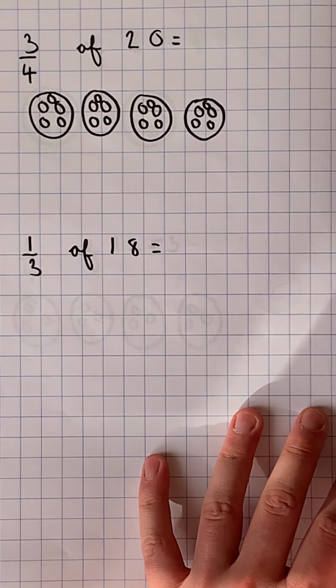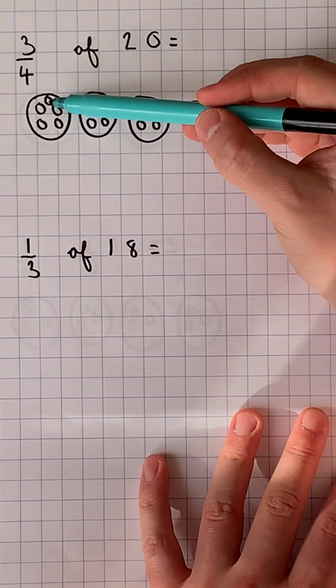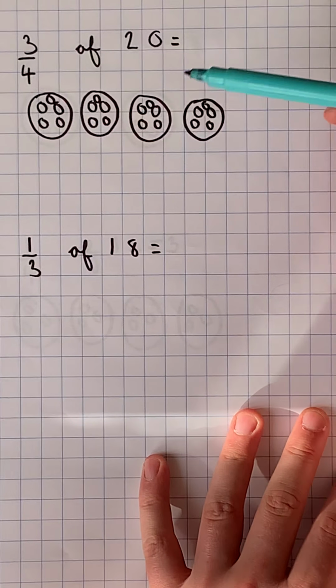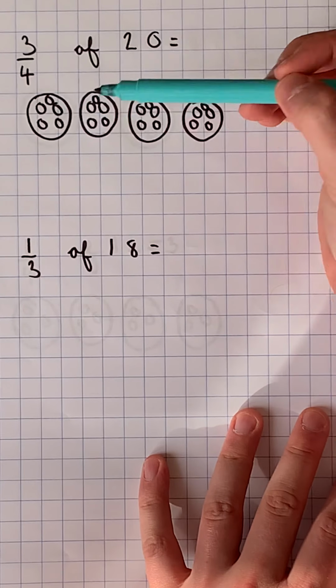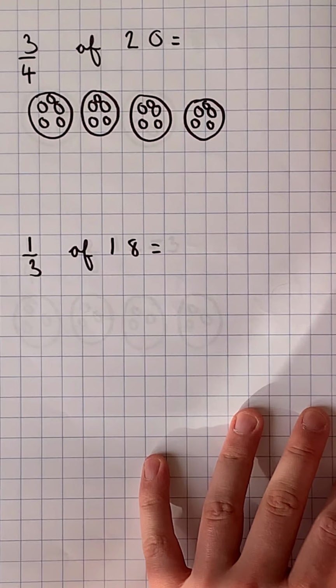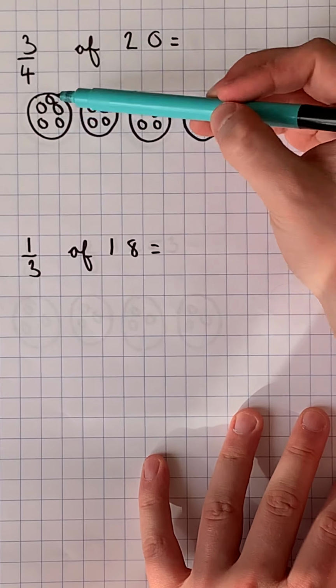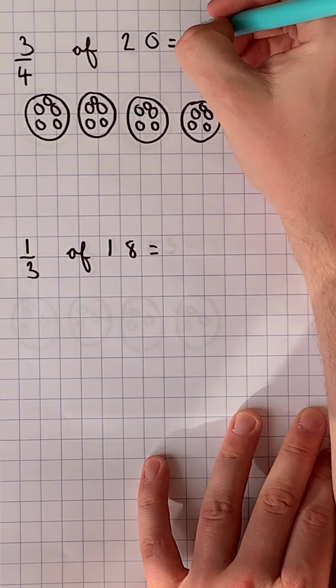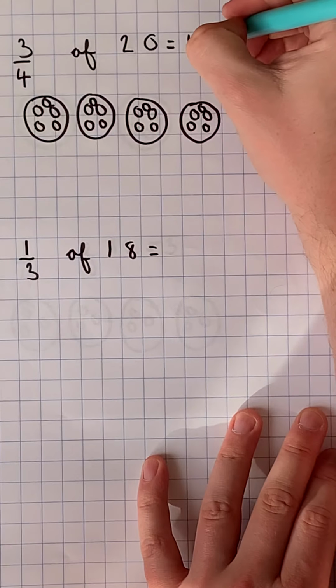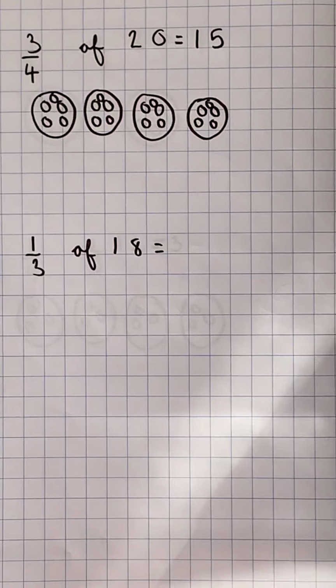So what I can do is I could count each of the dots in 3 groups. But if I count 1, 2, 3, 4, 5, I know there's 5 in each one. And I know my 5 times table. I can count in 5s. So I'm going to go 5, 10, 15. So that must mean that 3/4 of 20 is 15.